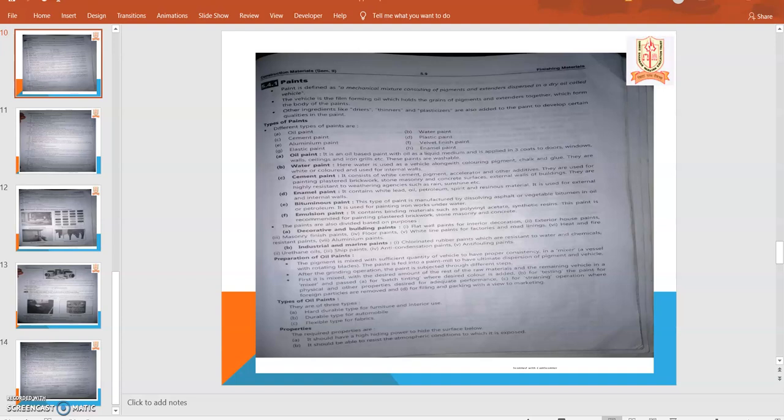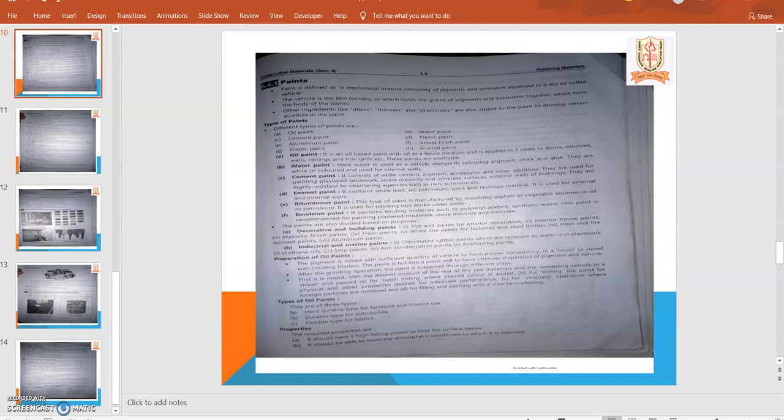It is an oil based paint with oil as a liquid medium and applied in three coats to the doors, windows, walls, ceilings, grills. These paints are washable, but sometimes they have some disadvantages, like they create humidity or hotness in the rooms. So that's why these are not preferred in residential buildings, but nowadays some changes are made, so we can utilize it for interior as well as for exterior.